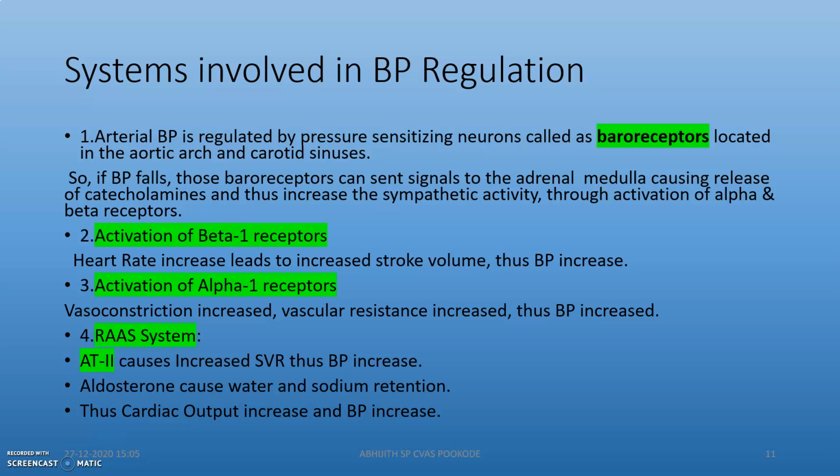The next very important system is the renin angiotensin aldosterone system. Angiotensin 2 will constrict the vessels, so vascular resistance will increase and the BP will also increase. Aldosterone will cause water and sodium retention, thus cardiac output increases and the BP increases. We'll be dealing with all those systems in detail.